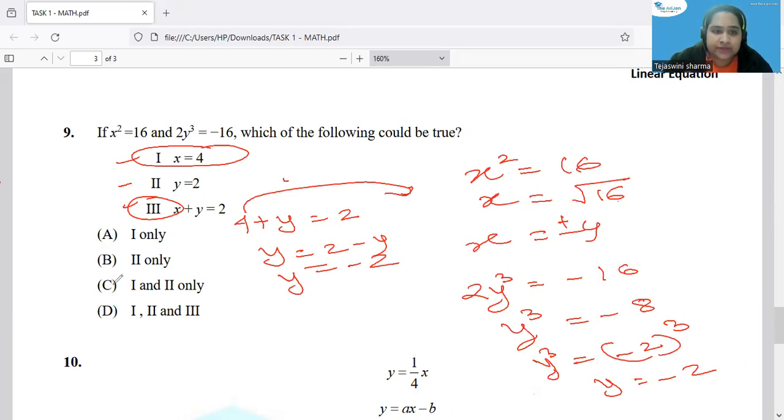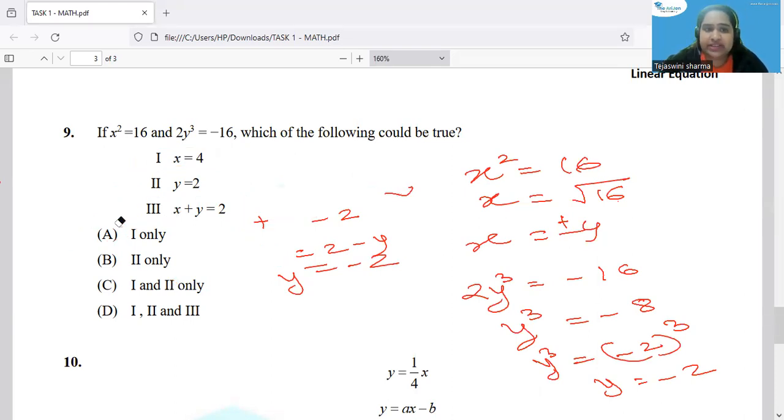So, is there any option given? First and third, no. If it is not given to you, then you should only write the one only. The option one only is correct. So in both ways, you have to look at the options correctly and choose wisely. So I hope it is clear.